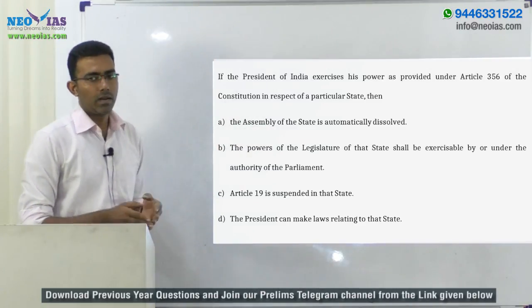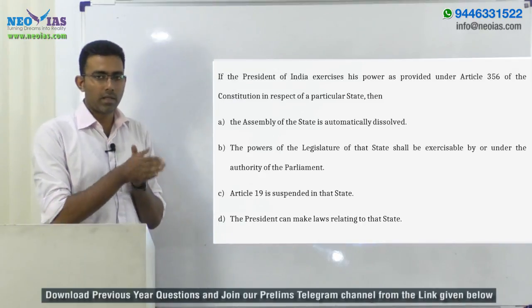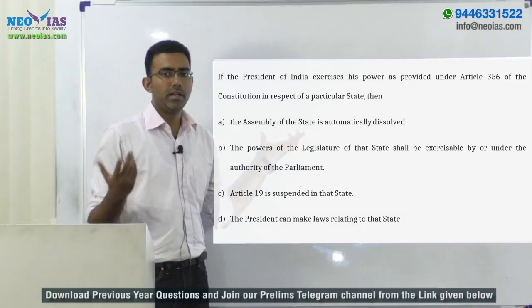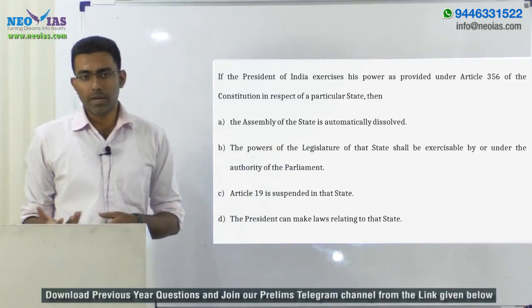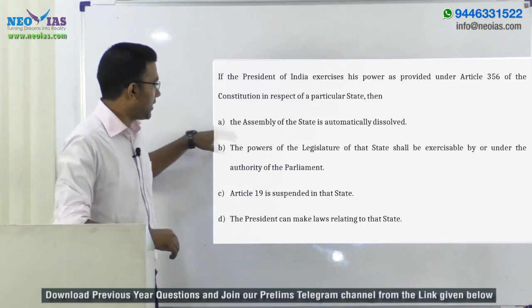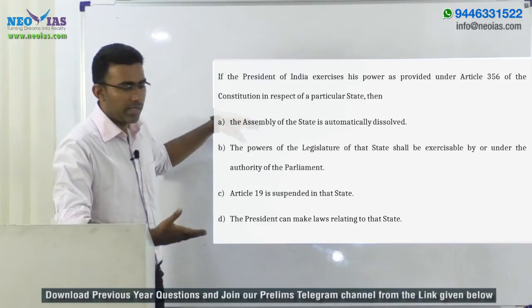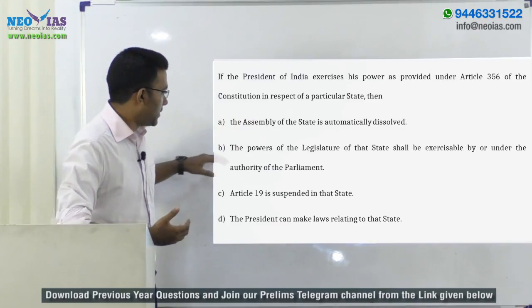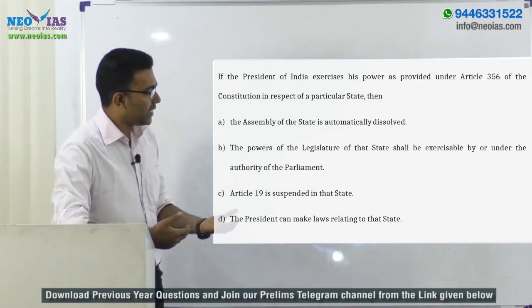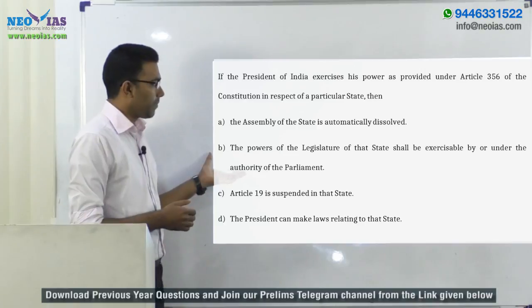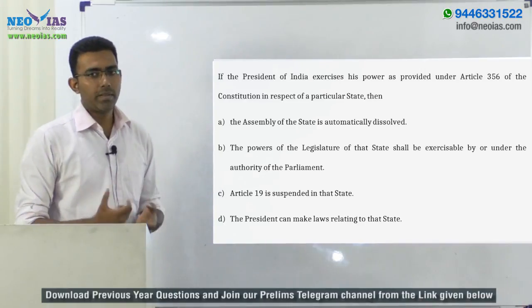When we discussed state emergency, I had categorically stated that the Assembly of the state will not be automatically dissolved. It can be either suspended or dissolved. So which means that this particular statement is wrong. We have discussed this particular statement in the test series also. The second one, the powers of the legislature of that state shall be exercisable by or under the authority of the parliament. Again, that is a correct statement.